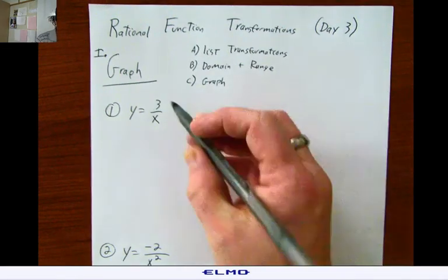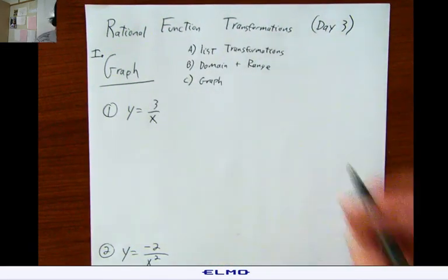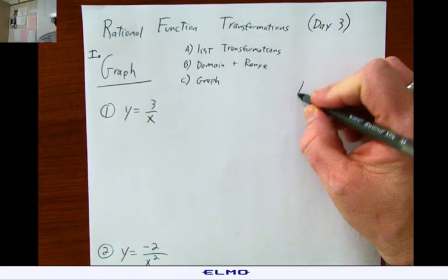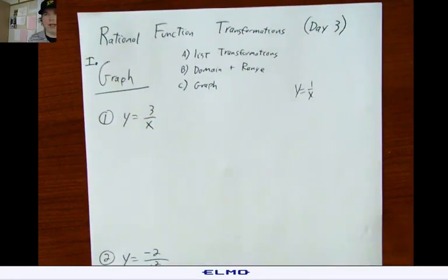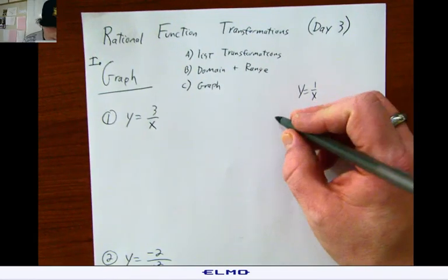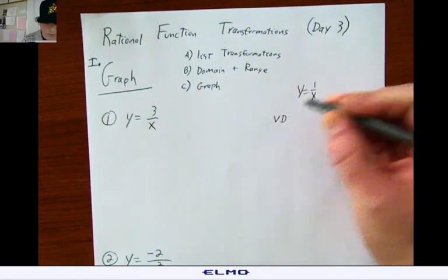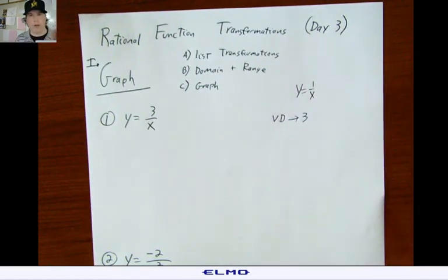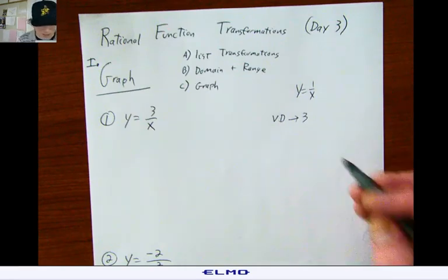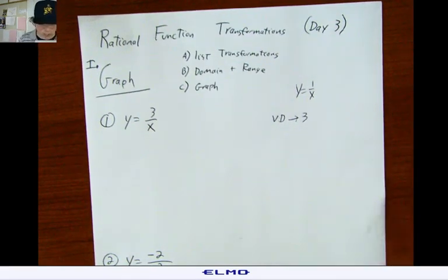So what we're doing is taking that parent function y equals 1 over x and multiplying it by 3, which it's always been. That is a vertical dilation. I'm going to go a little shorthand today: vertical dilation, arrow 3. Vertical dilation by a factor of 3. I'm beginning to like this kind of shortcut.